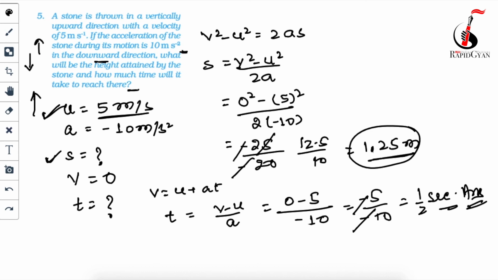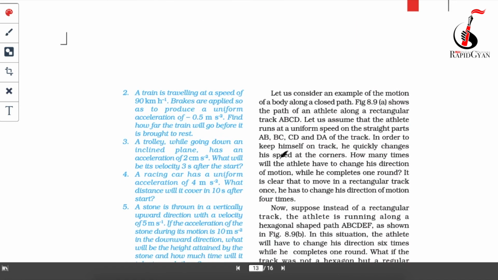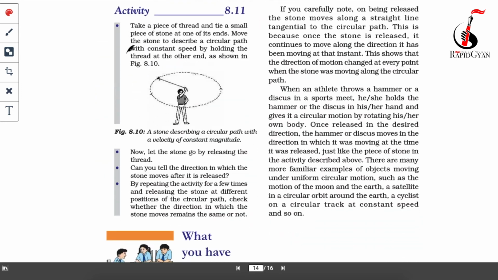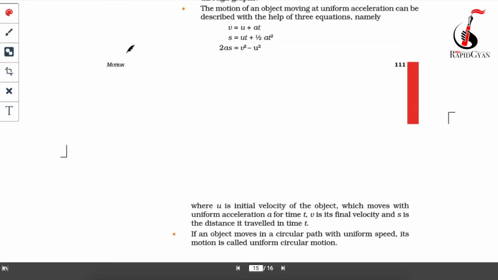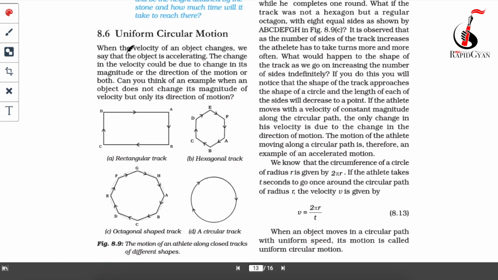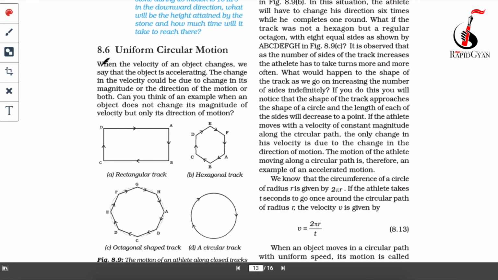So hope it's clear, guys. Now let's see. There are only 5 questions in this topic. Now before the exercise there is one very small topic. I don't know why they have given it in your book, but since they have given it, I will explain.